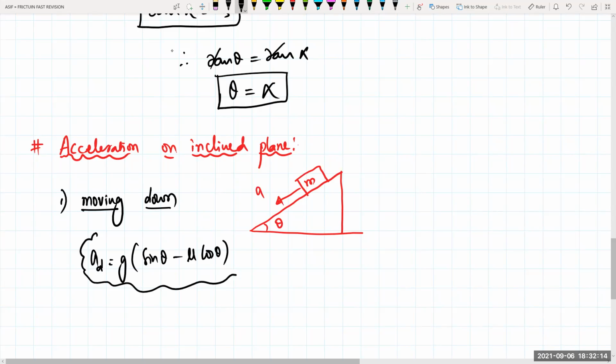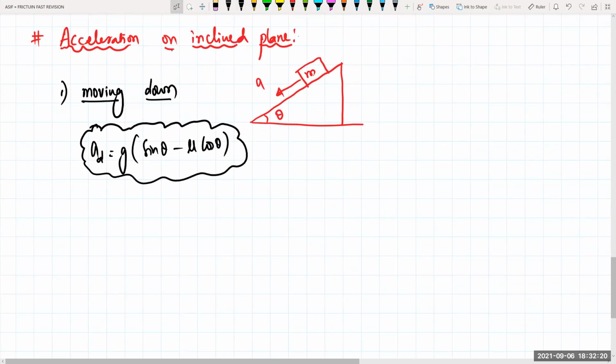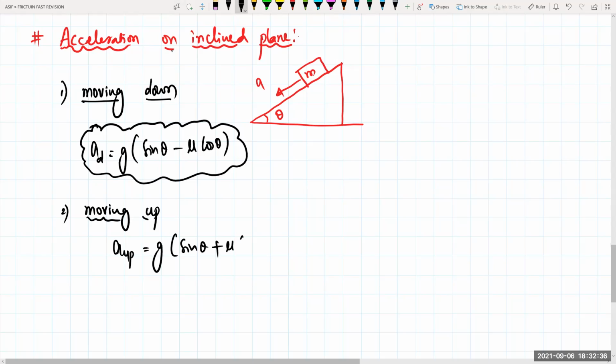Acceleration down the inclined plane will be equal to g into sine theta minus mu into cos theta. Is that clear? Yes, sir. The same way, if the body is moving up the plane, the acceleration up the plane will be equal to g into sine theta plus mu into cos theta. Okay?